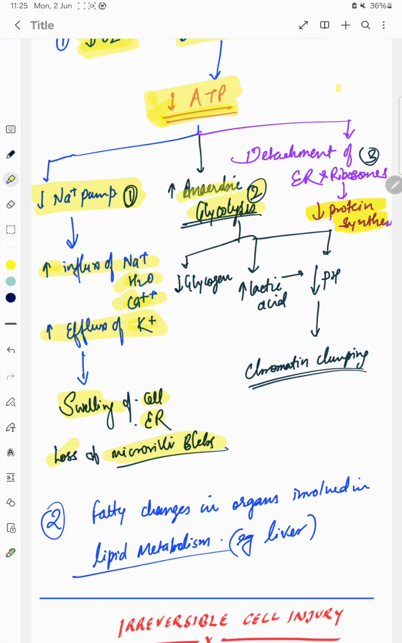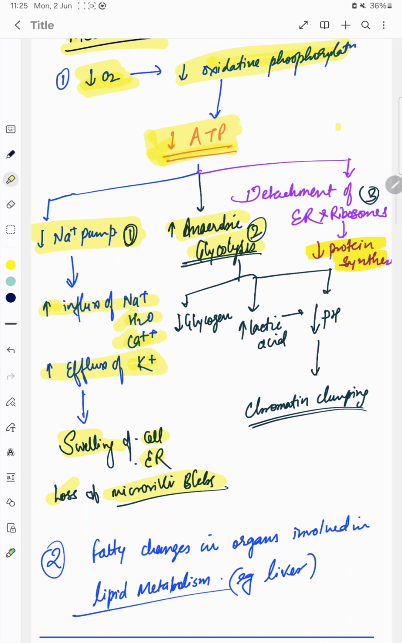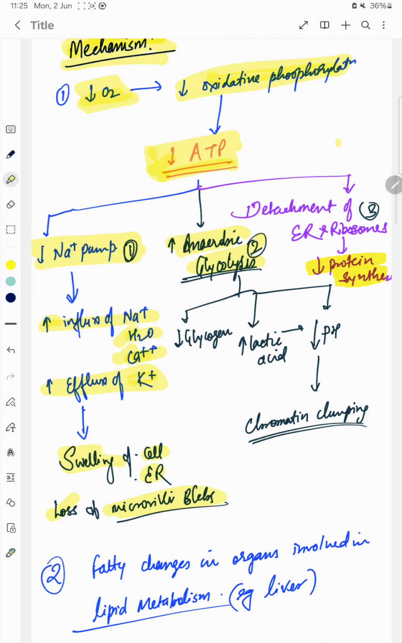Another mechanism is that due to decreased ATP synthesis, there is an increase in anaerobic glycolysis, which results in decreased glycogen level and increased lactic acid synthesis. Lactic acidosis results in decreased pH, or acidic pH, and ultimately results in chromatin clumping.